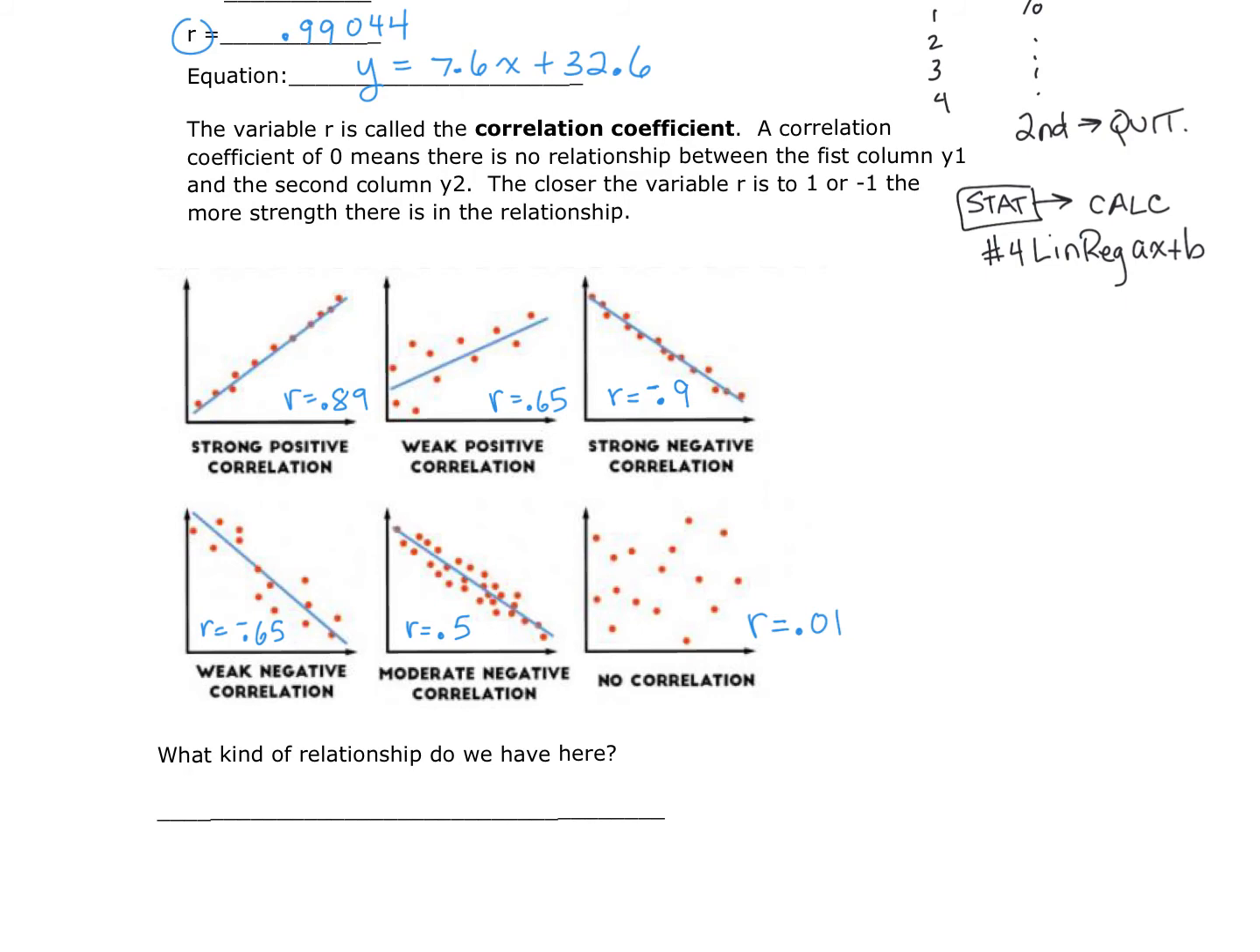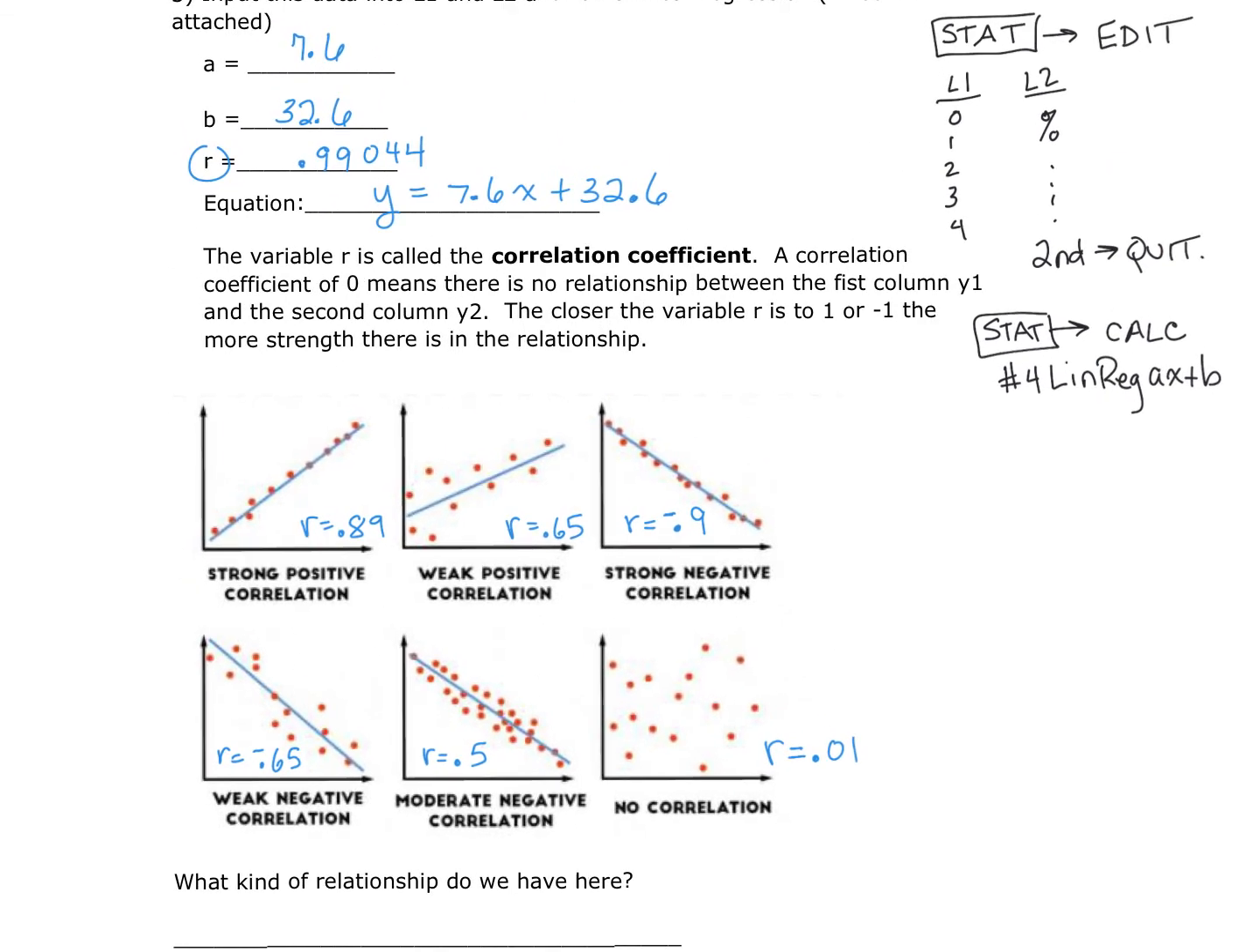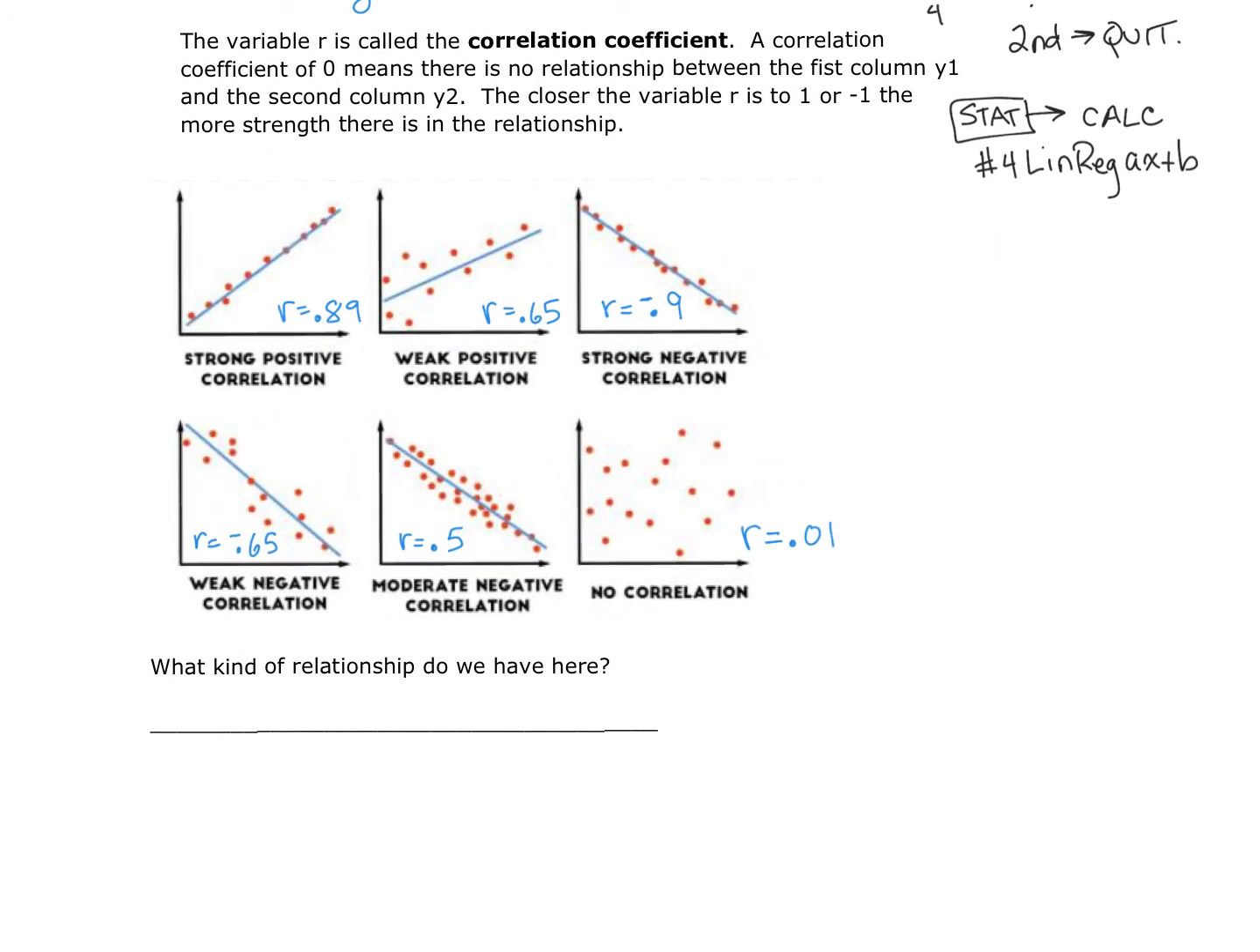So for ours, because we had a correlation coefficient of 0.9904, we know that it's positive, and it's very strong because it's 0.99, almost 1. So we have a strong positive correlation.